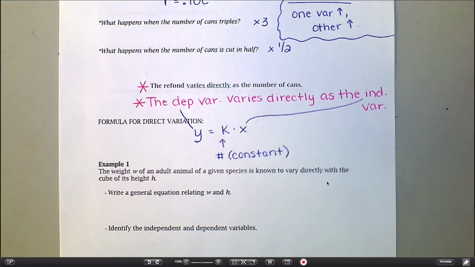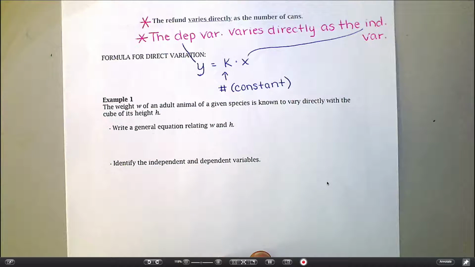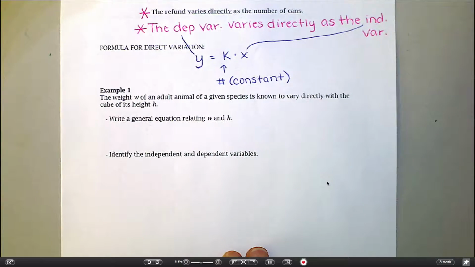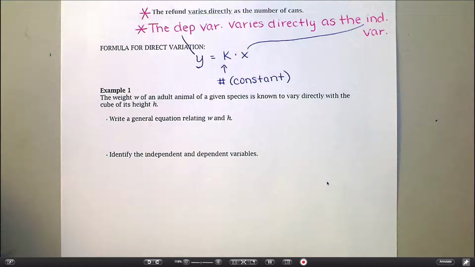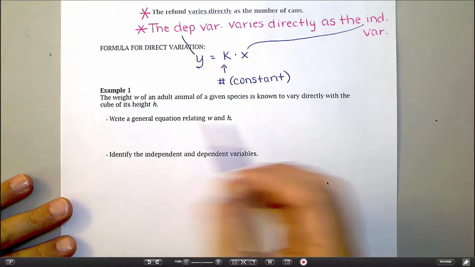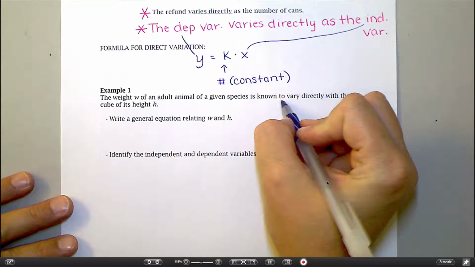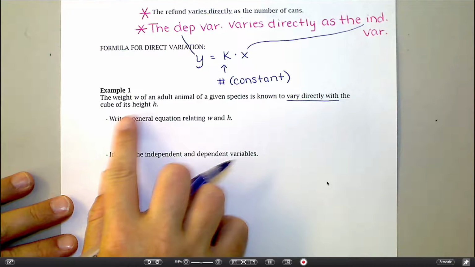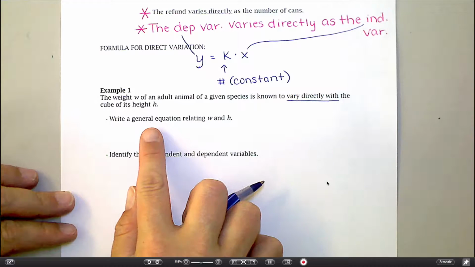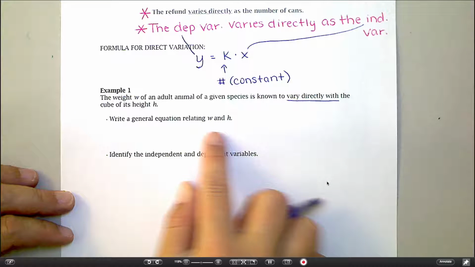Okay, so let's take a look at this first example. The weight of an adult animal of a given species is known to vary directly with the cube of its height. Okay, so we are getting into some exponents here. I couldn't remember if that was this lesson or not. And so again, do you see that sentence structure in here? You see it varies directly with the cube of the height. So write a general equation relating W and H.